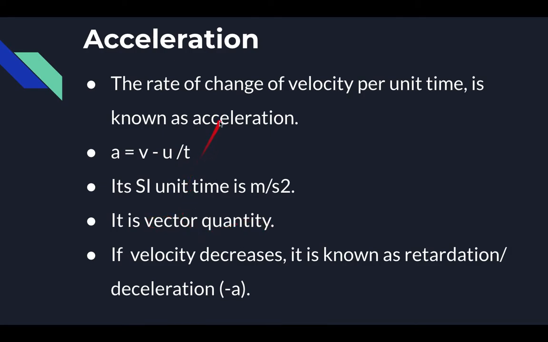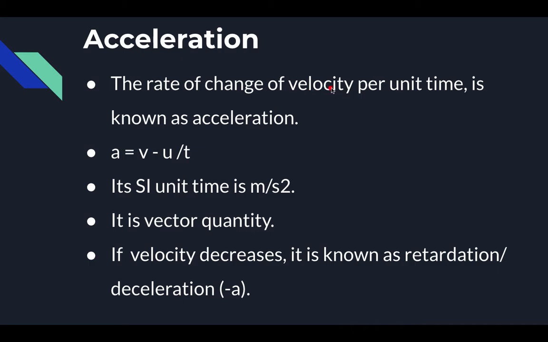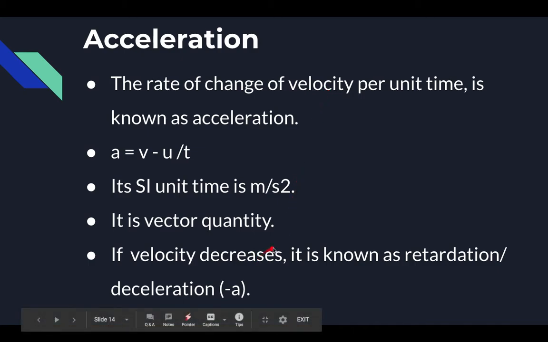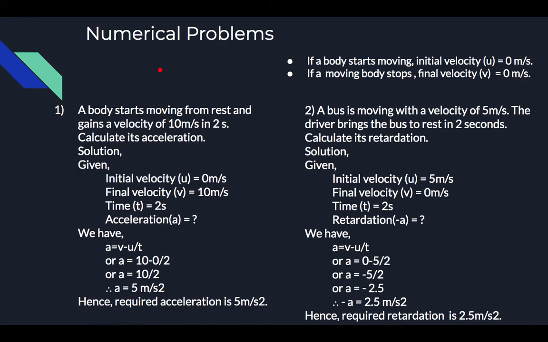It doesn't mean that velocity will always increase. As I said before, if you see some hurdle in front of you, the driver will apply brakes. In that case, velocity decreases. Even when velocity decreases, a change of velocity has taken place, and that time also acceleration occurs, but that is negative acceleration. Negative acceleration is called retardation or deceleration, and the symbol is minus a. The formula to calculate acceleration or retardation is the same: a equals (v minus u) by t. And here we have some sample numericals.